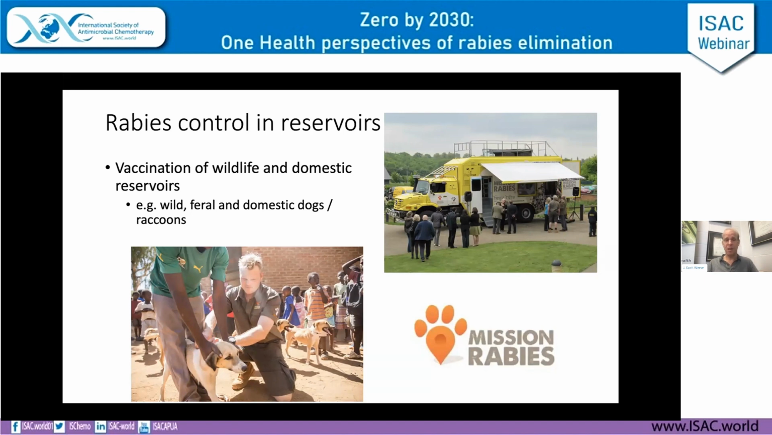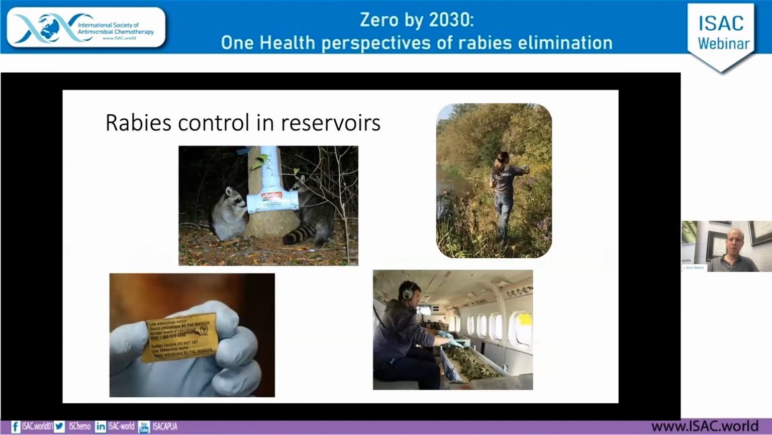And there are a variety of ways to do this. As an example, Mission Rabies goes in and vaccinates a pretty massive number of dogs. Also questions about oral vaccination. I saw there was one in the Q&A there, and the role of oral vaccination of dogs is an area that is quite interesting and needs more exploration, because that's something that's very commonly done for other species.